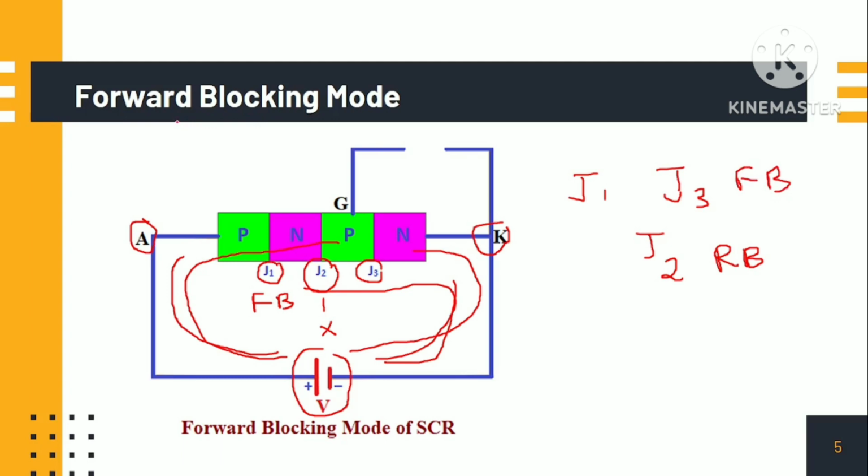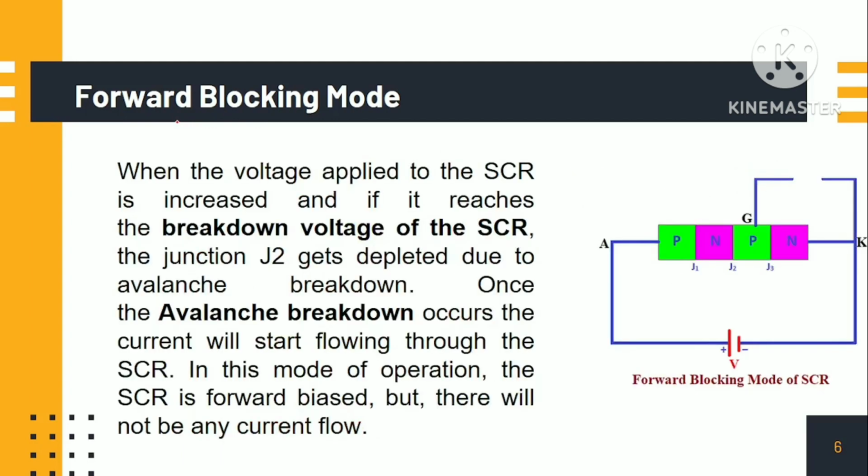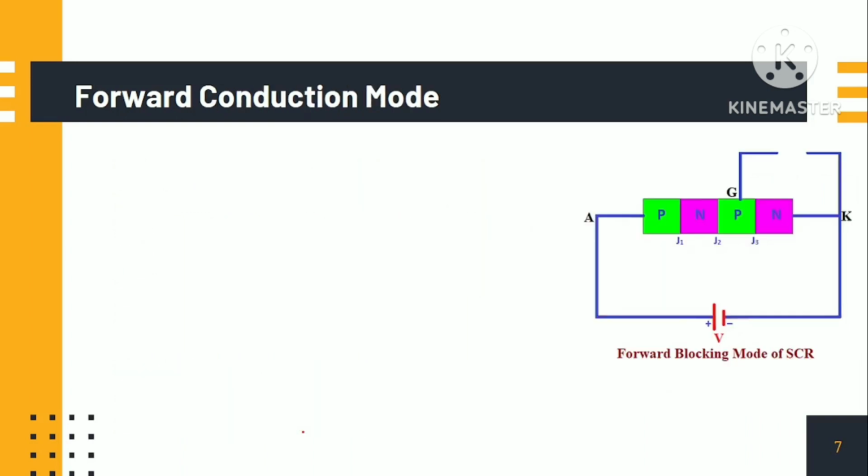At that time there is no current flow from anode to cathode. There will only be a small amount of current flowing, which is called leakage current. So at that time no conduction takes place.